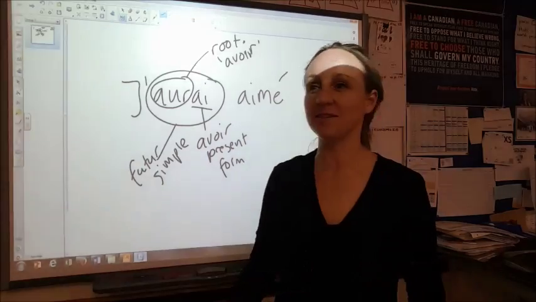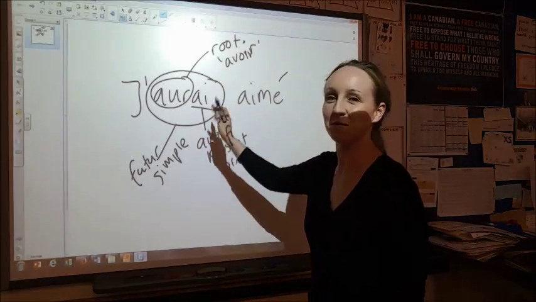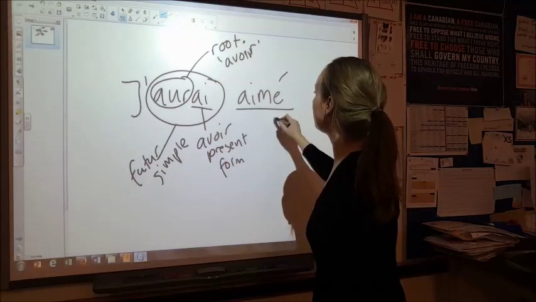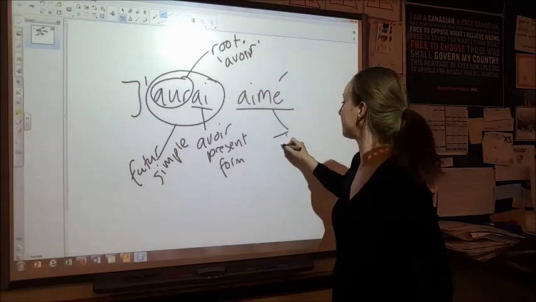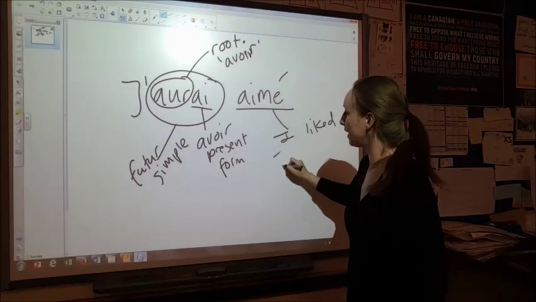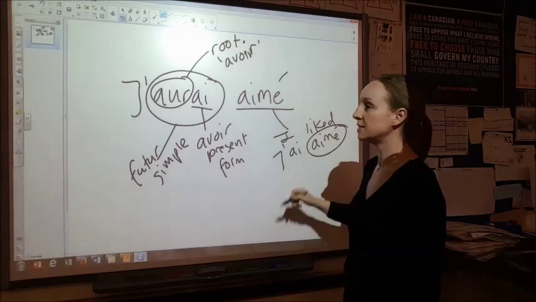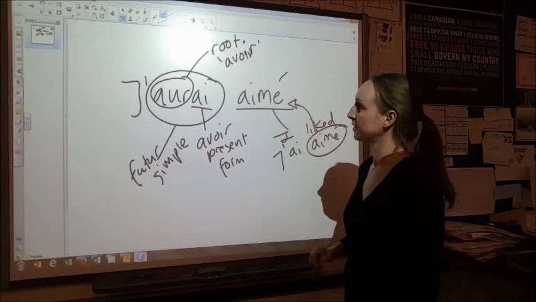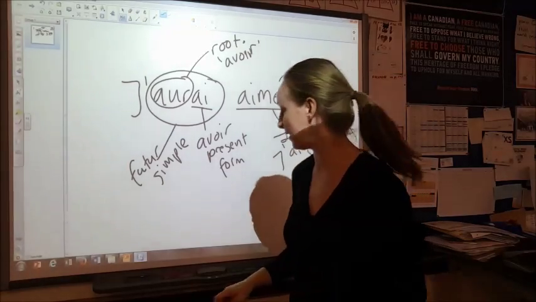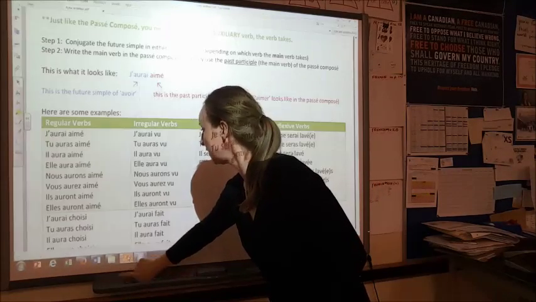So if you're already kind of confused, this makes sense. This is a tricky verb here. And then aimer, if you were to look in the passé composé, if you were to say, for example, I liked, then it would look like j'ai aimé. And so all we did is we took the word liked and put it right here. So hopefully this makes a little bit of sense. Let me show you a few more examples though.